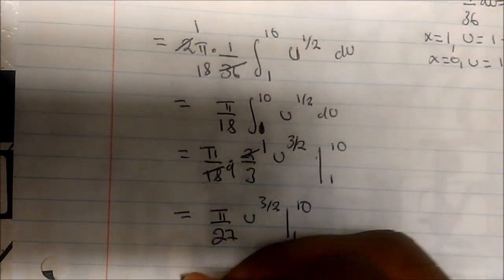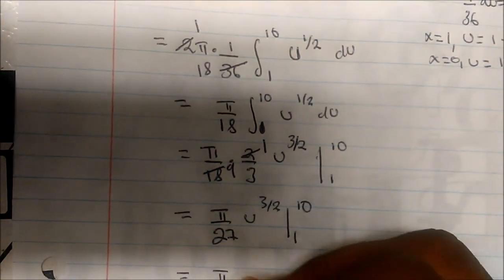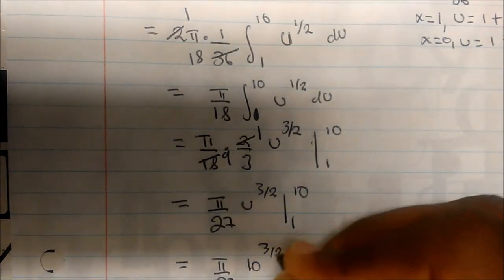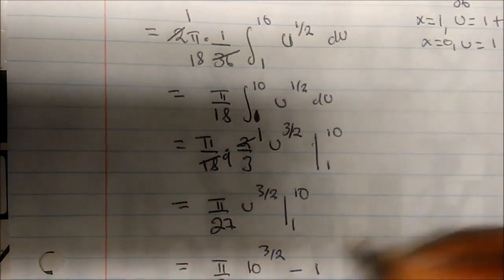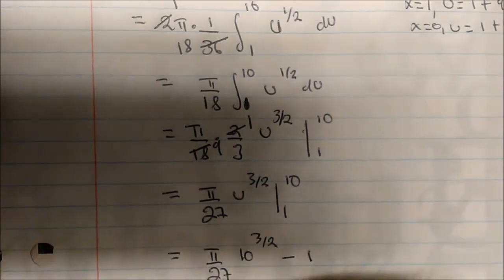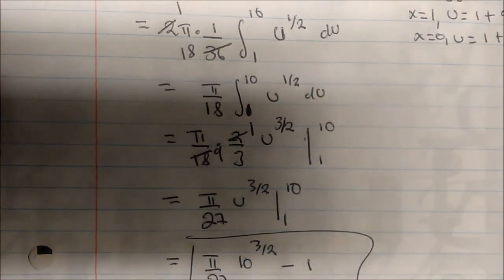Plugging in, this becomes pi over 27 times 10 to the 3/2 minus 1 to the 3/2. But again, 1 to the 3/2 is just 1. And this will be your final answer.